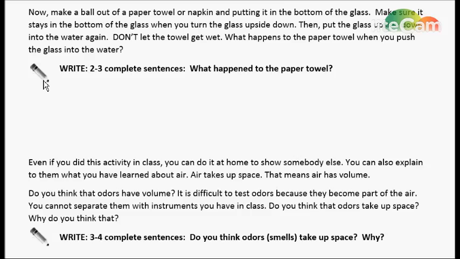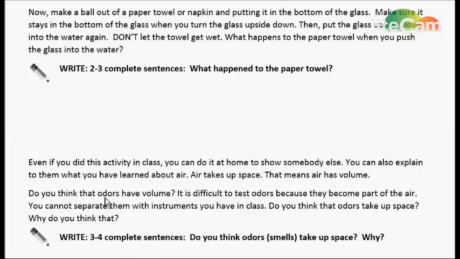This is your first assignment. Complete the activity and write 2 to 3 complete sentences. What happened to the paper towel? When you're done with that, continue here. Even if you did this activity in class, you can do it at home to show somebody else. You can also explain to them what you have learned about air. Air takes up space. That means air has volume.